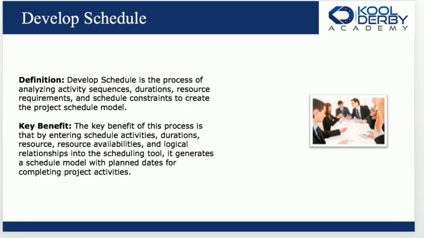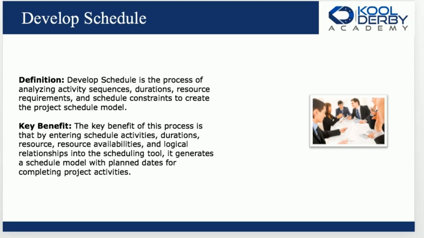Durations: we can estimate activity durations, and it's based on the resources, right? What are the resource requirements? And of course, we have constraints: time, cost, scope, quality, and so on. The key benefit of this process is that by entering schedule activities, which come from the work breakdown structure, we enter durations, resource availabilities, and logical relationships into the scheduling tool.